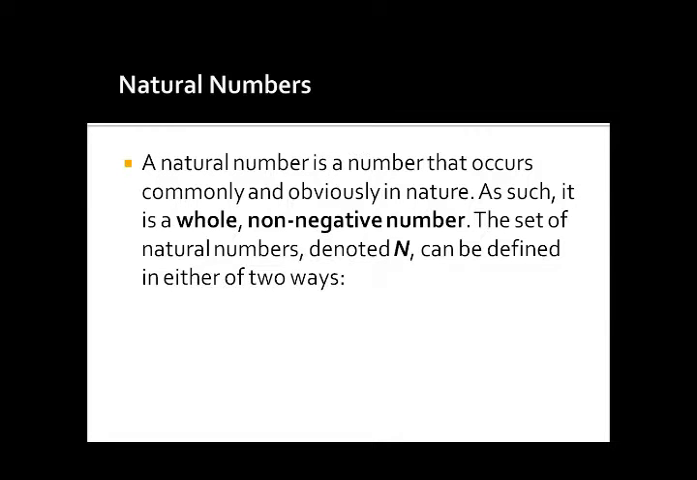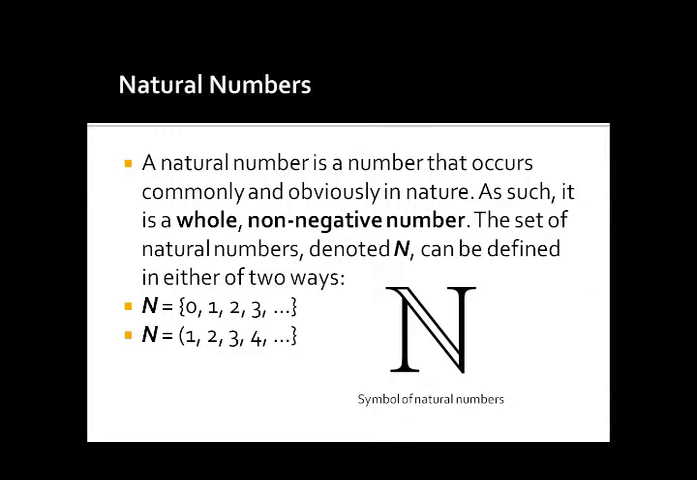A natural number is a number that occurs commonly and obviously in nature. As such, it is a whole, non-negative number. The set of natural numbers, denoted N, can be defined in either of two ways: N is equal to 0, 1, 2, 3, or N is equal to 1, 2, 3, 4.